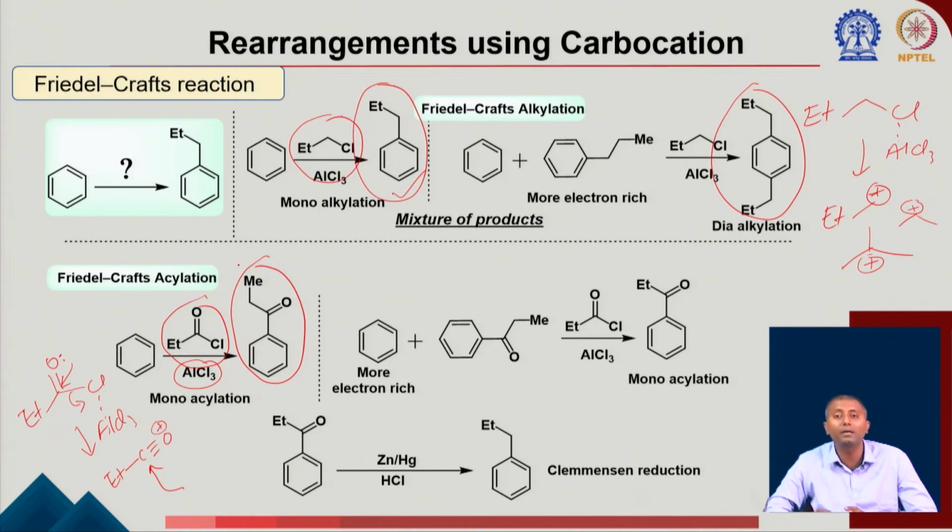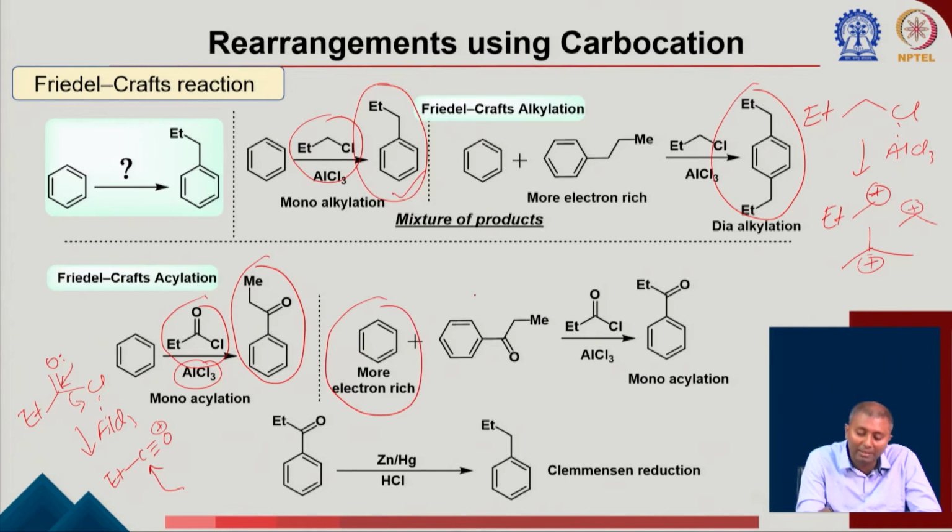Now what you have done, you put an electron withdrawing group into the benzene ring. If you put an electron withdrawing group, then your tendency to react again is getting decreased. So if you compare this one and this one, then this is more electron rich. That means there is no way this can go for a diacylation.